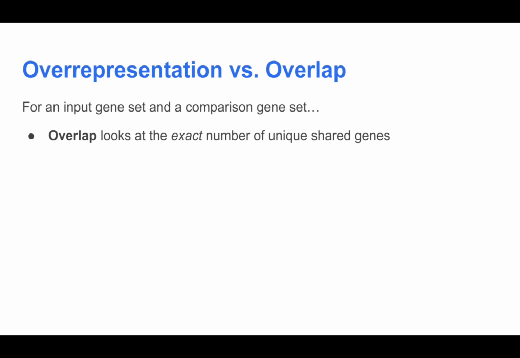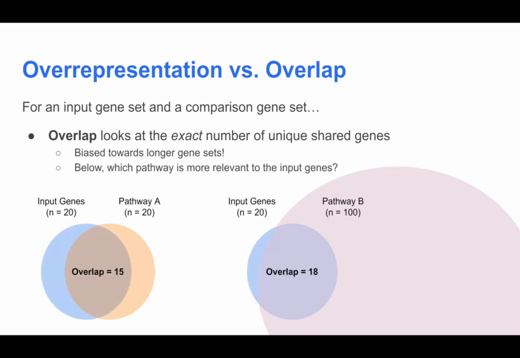So overlap looks at the exact number of unique shared genes, pretty straightforward, except that it is a bit biased towards longer gene sets. You can look at this example I have on the screen, where we're comparing the same input gene list against two different pathways, A and B, and the genes associated with those two different pathways. If you look at just the overlap, the number would seem to suggest that pathway B is more enriched or more relevant to our input genes. But intuitively, we might think that pathway A is more promising because of its higher specificity, so to speak.